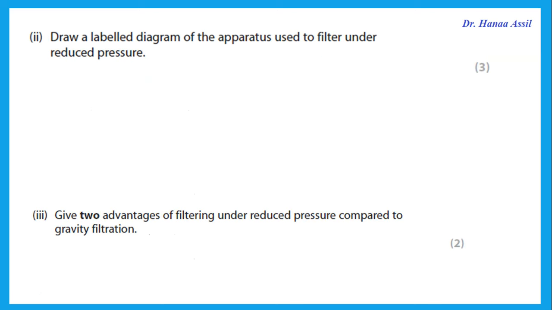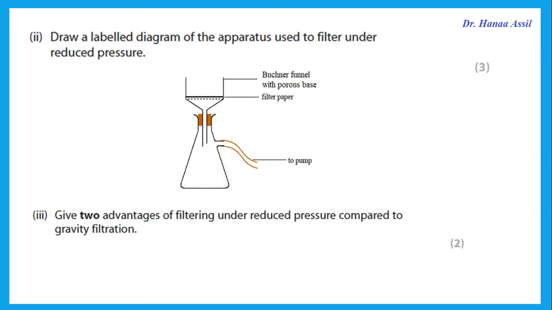Draw a labelled diagram of the apparatus used to filter under reduced pressure. Please practice how to draw this diagram. This is a Buchner funnel that has a porous base, that means holes that we cover with a filter paper, and the conical flask is closed with a bung and connected to a pump. This is filtering under reduced pressure.